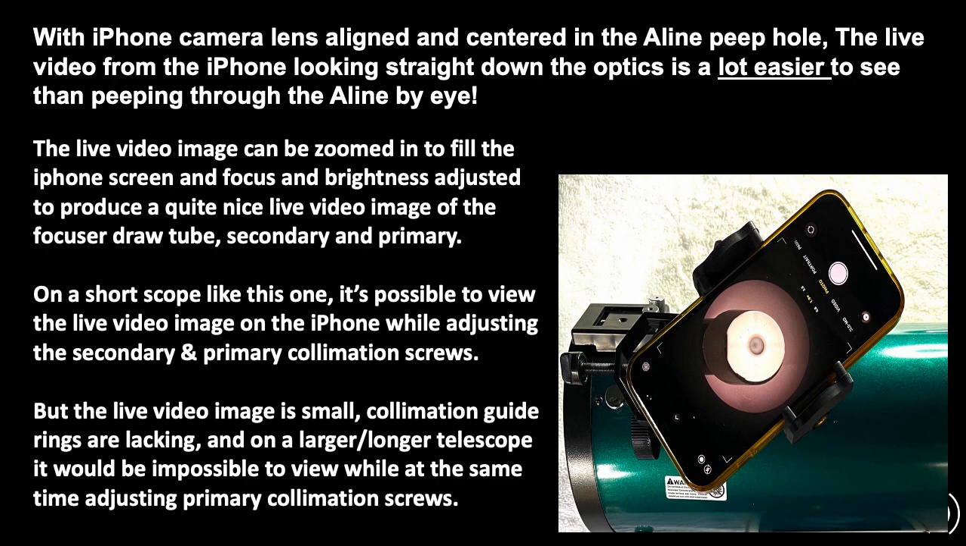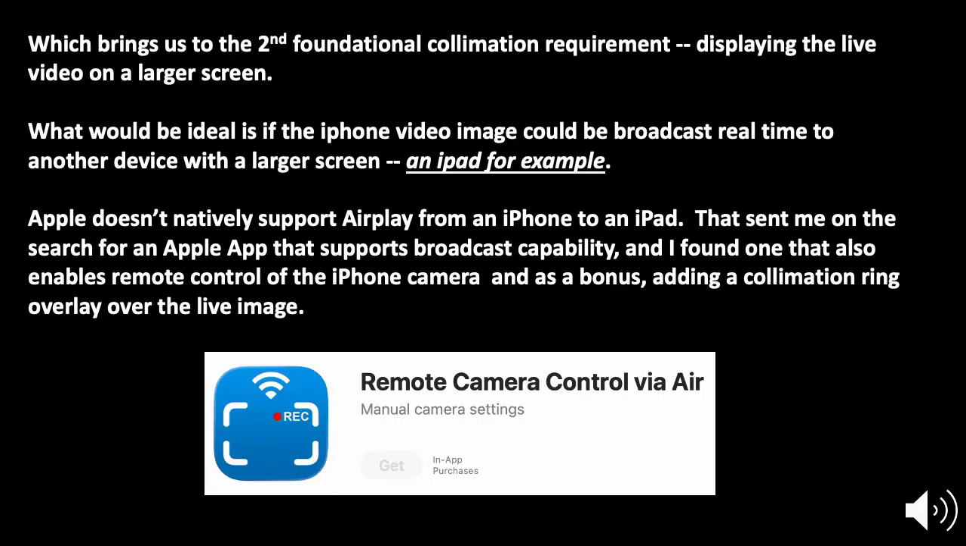But the live video image is small, collimation guide rings are lacking, and on a larger, longer telescope it would be impossible to view while at the same time adjusting primary collimation screws. Which brings us to the second foundational collimation requirement, displaying the live video on a larger screen. What would be ideal is if the iPhone video image could be broadcast real-time to another device with a larger screen. An iPad, for example.